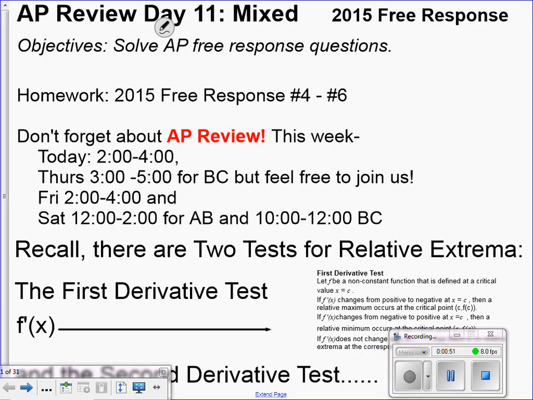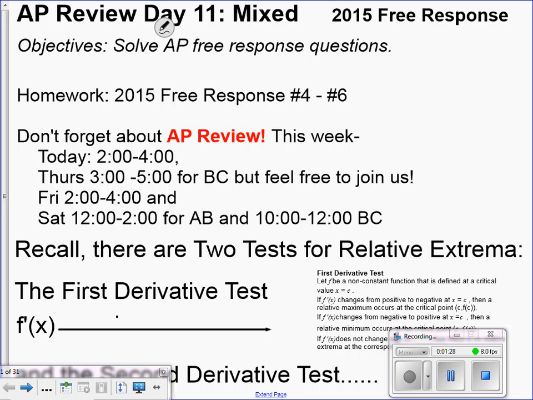What's a critical value? Critical values are the only place where the derivative could change sign. So when it equals 0, or when it's undefined. A relative extremum can only occur at a critical value. So you get your first derivative, set the numerator equal to 0, that's when it equals 0. And then set the denominator equal to 0, that's where it's undefined. And you get these numbers, these critical values. So if your first derivative is going to change sign, it'll happen at one of those.